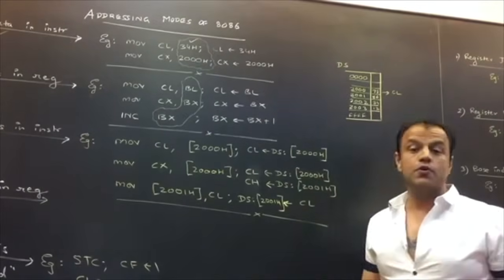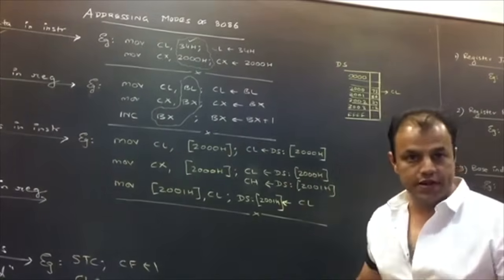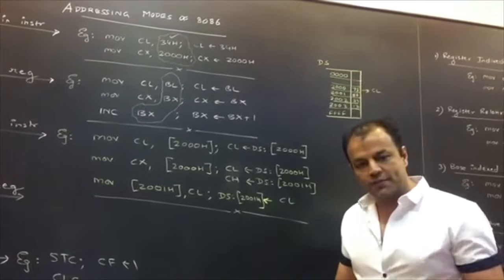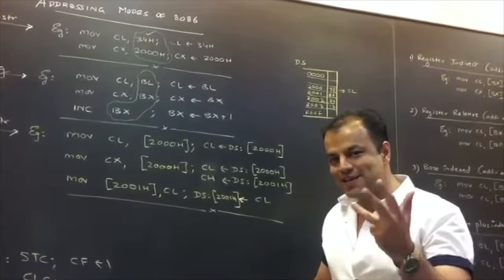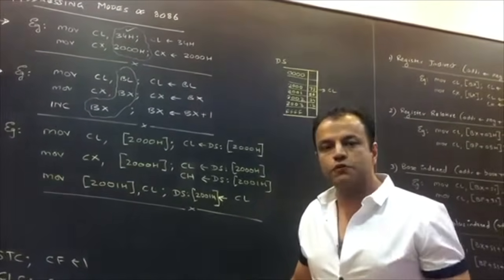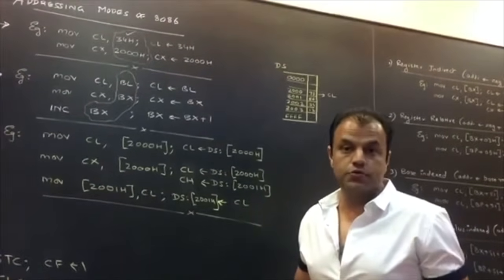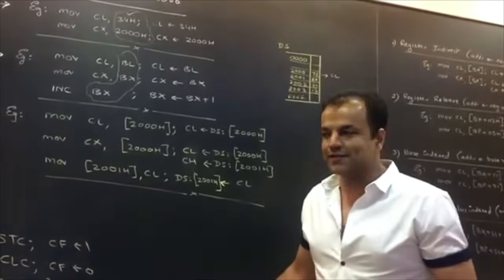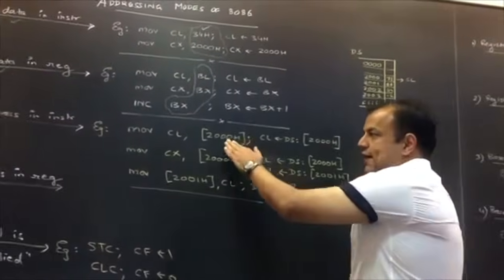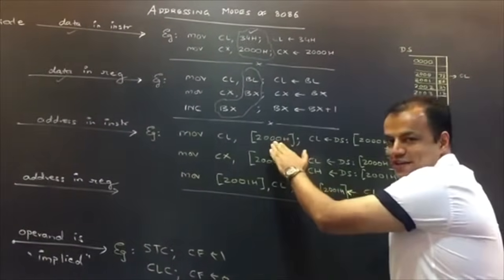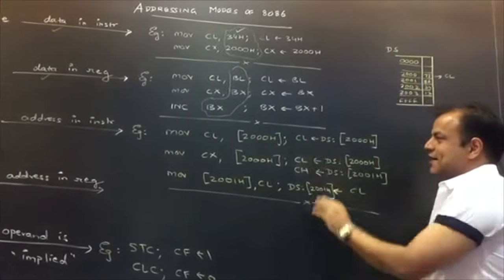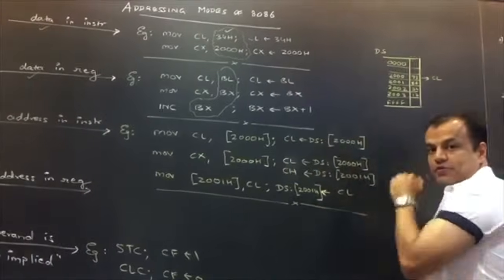Now there's something called as segmentation. I repeat, if you don't know it, please check out the video or just read up about it. There are 4 segments: code segment, stack segment, data segment, extra segment. Most of the data operations happen on the data segment, which is very obvious. Even if I didn't tell you, you would realize that. That's why it's called data segment. So the address that you're giving is an offset address. CL gets the data from data segment, offset address 2000.